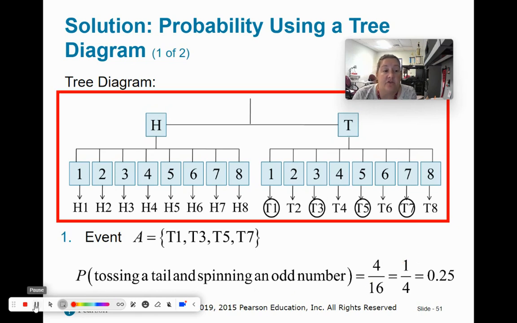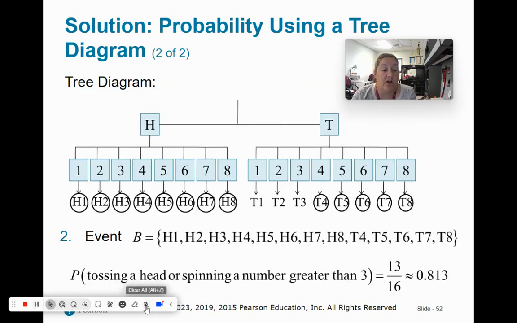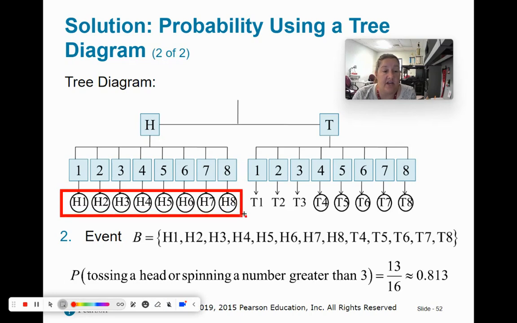Using that same tree diagram, we're going to go on to the next problem. Probability of tossing a head or spinning a number greater than 3. So that includes any head, there's 8 there, and then number greater than 3, add them all up together, we've got 13 out of 16 as a probability.